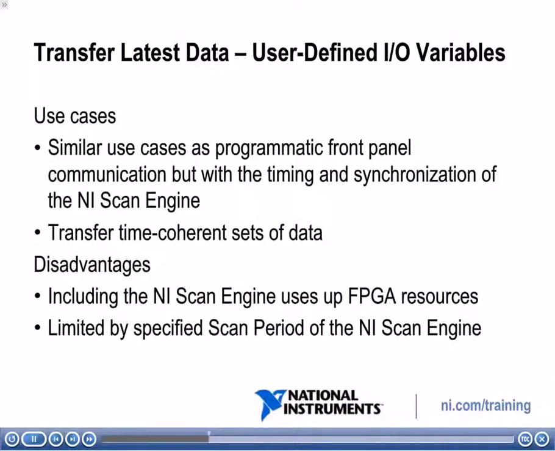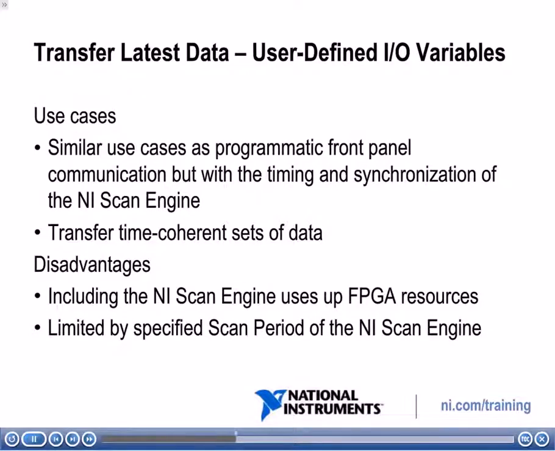Some use cases for user-defined I/O variables are very similar to the use cases for programmatic front panel communication. Again, they're only going to be updating the latest data, so you can use them for things like configuration or updating a current set point. However, because you're already using the NI scan engine, the user-defined I/O variables will also be able to take advantage of the timing and synchronization of the NI scan engine. For example, they will help you to transfer time-coherent sets of data.